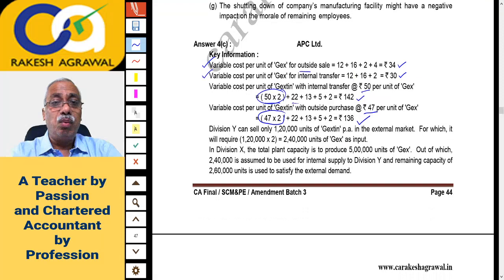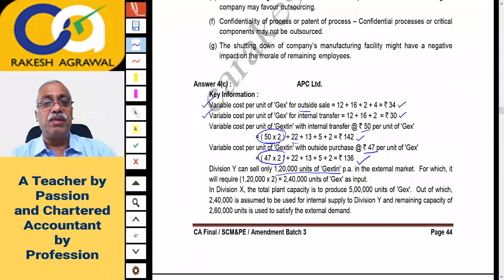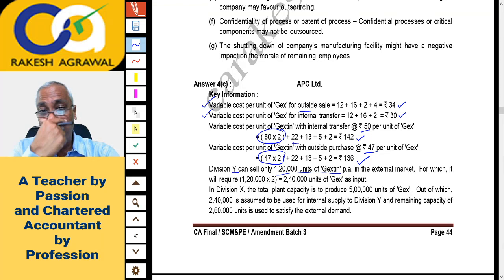Now, division Y can sell only 1,20,000 units of Jexting, though the capacity was 1,50,000 units. If you remember, for division Y, you can keep the question in front of you. You have the capacity to produce 1,50,000 units, but you can sell only 1,20,000 units in the outside market. I'm talking for division Y. Now, your profit is always restricted by what you can produce or what you can sell, whichever is lower.